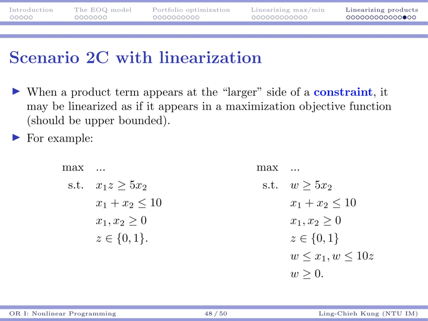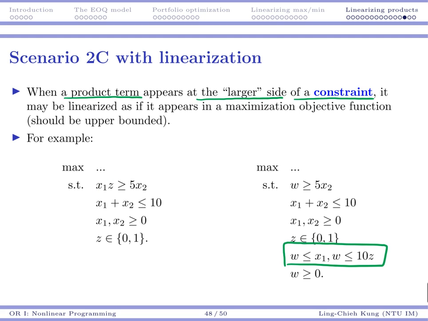So now the remaining two situations is for the product term to appear at the constraint. And suppose the product term appears at a larger side, then this will be a situation like this. So our x1z in this particular example is greater than or equal to something. So suppose that's the case, again, we try to linearize it by doing the replacement. So let's say w equals x1z. So in this case, w would need some kind of upper bound. Otherwise, the formulation does not make sense. So now you need to give w an upper bound just in a very familiar way.